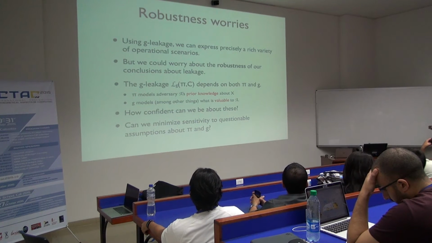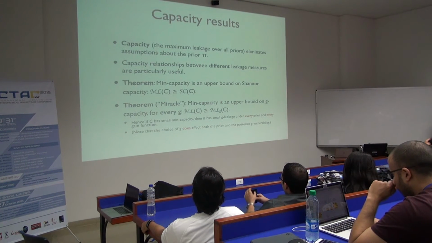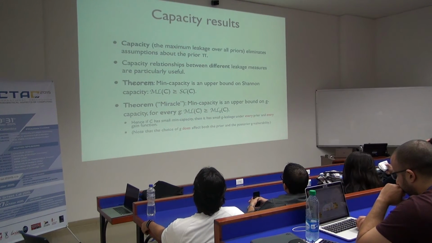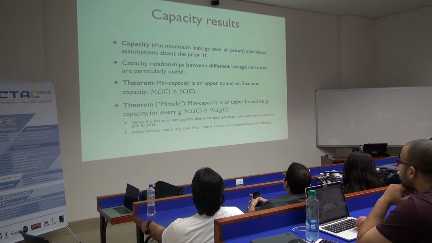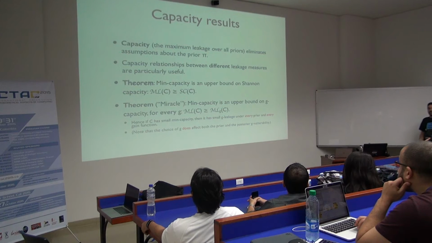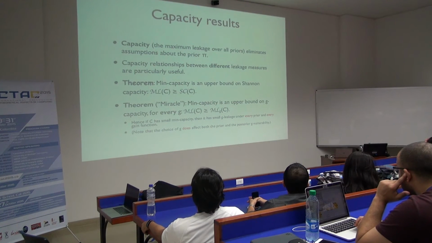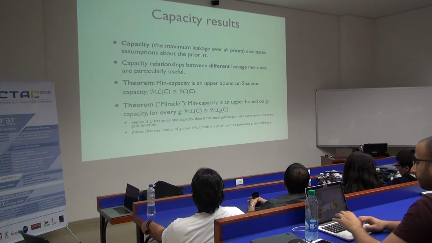The question is, if we're not confident about picking a specific prior and a gain function, so if I'm confident about a specific prior and gain function, it's fine with my analysis. Otherwise, what can I do? So let's see some results here. So the first tool that we were using also before is capacity, right? So capacity is just the maximization of leakage over all priors. And this at least eliminates the assumption about the prior. So if I don't know how likely it is for the user to choose a password, then maybe I want to maximize over all priors. So I want to talk about capacity.